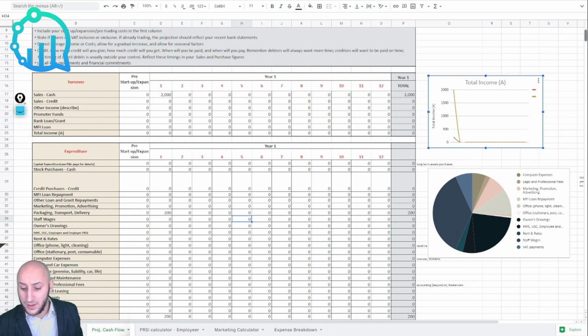Over here, you're going to see your breakdown per cost, which is a very useful graph to see, all right, where's most of my money going to, right?